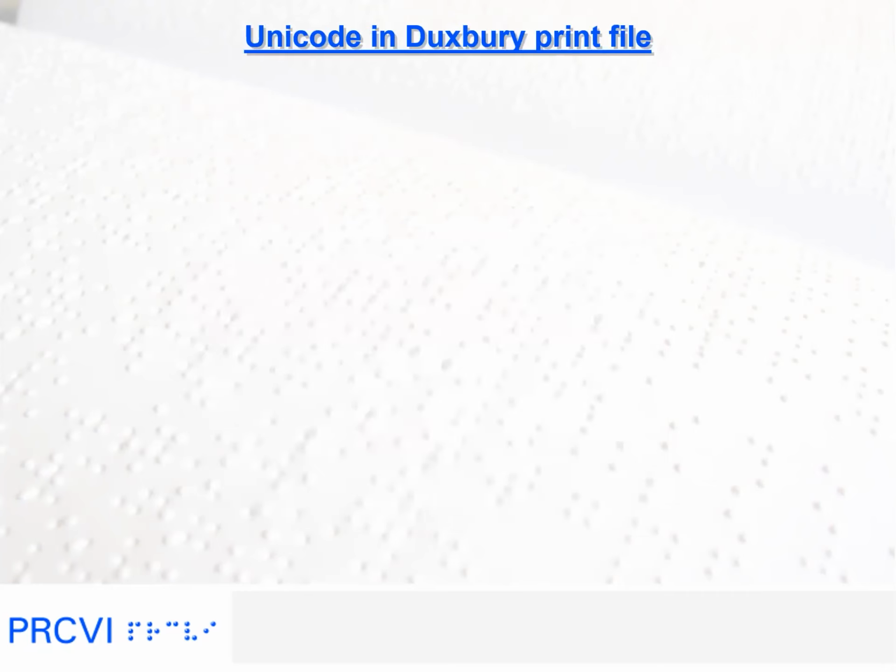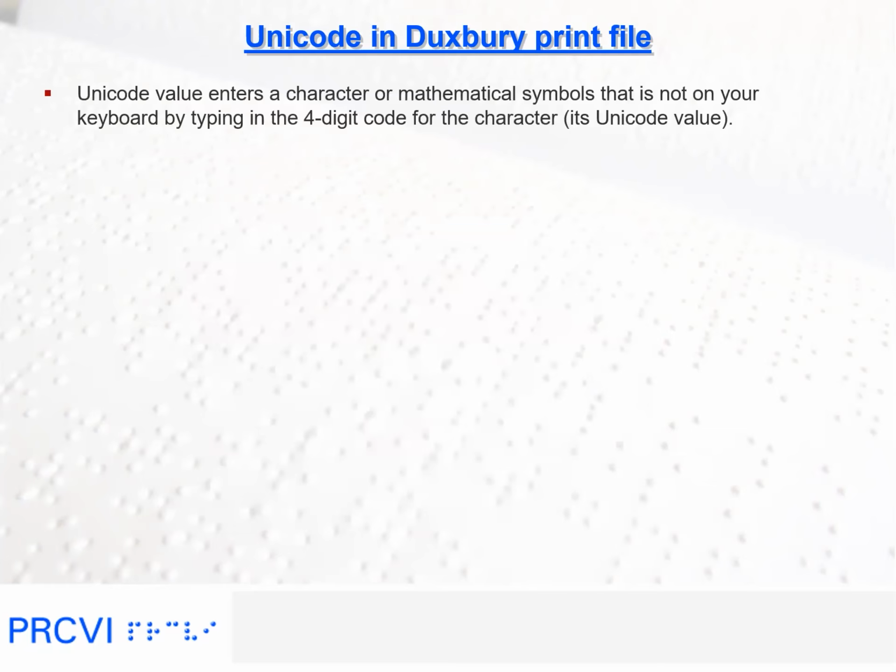Unicode value enters a character or mathematical symbol that is not on your keyboard by typing in the 4-digit code for the character. In Duxbury, you may directly enter many Unicode characters. Be sure to do this before you translate the print file to Braille.